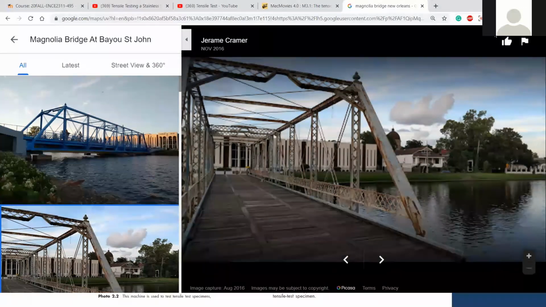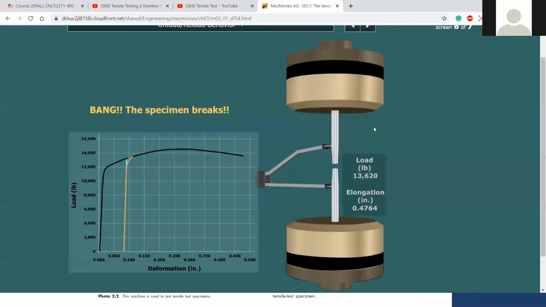And if you guys are interested, I have the inspection reports, and I can share them with you in the next class. Did I answer your question? Yes, sir. Thank you. No problem.